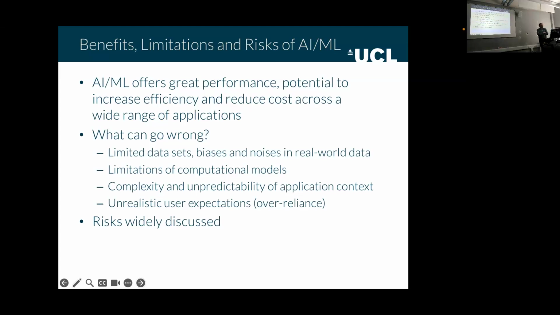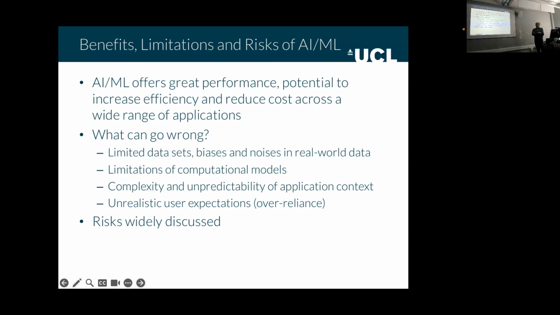At the same time, there's a lot of discussion also about the risks that can happen when things with AI and ML can go wrong. And why can that be? Well, even though for some types of tasks we have very large data available, there are still situations where the data sets available are limited, or where, as I'm sure we've all heard, the data may be biased or there may be noise of some sort in the data. Some computational models still have limitations.